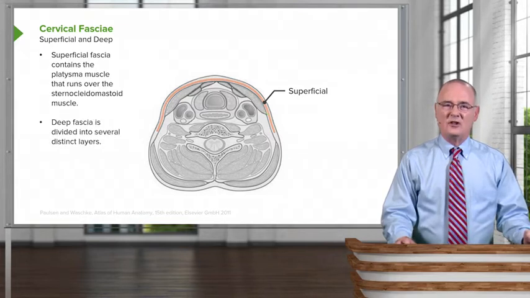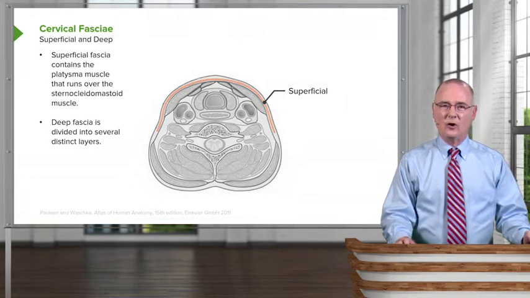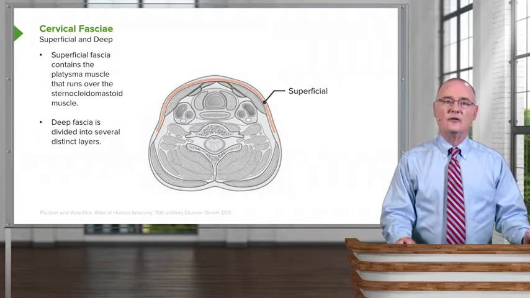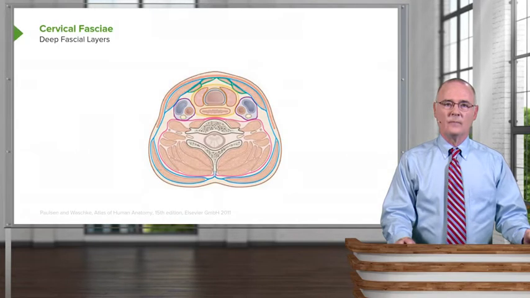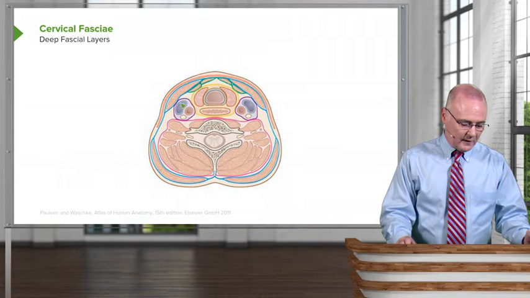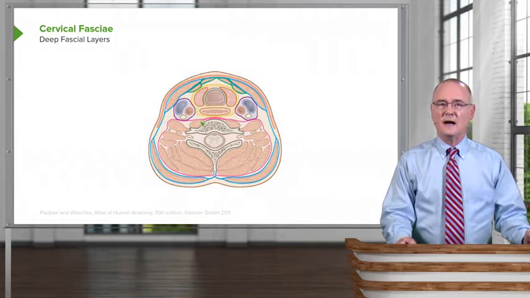Next, we have deep fascia. The deep fascia is more complex in that it is divided into several distinct layers. And so the next sequence of slides will allow us to explore these distinct layers of the deep fascia. Here is an image that depicts in color the various deep fascial components. See some here in blue, for example, lined in magenta, lined in yellow, lined in purple. So let's identify these various deep fascial layers.